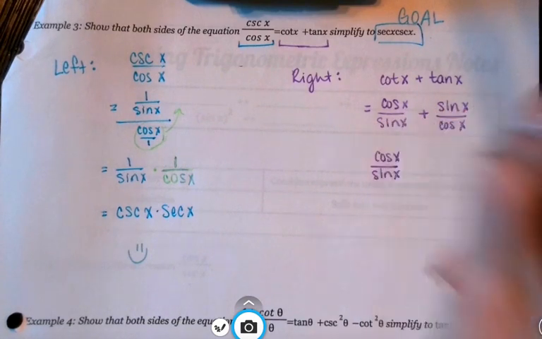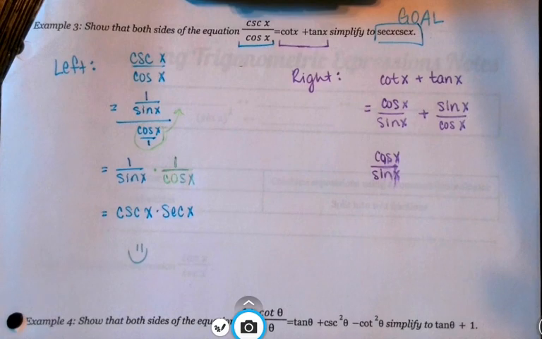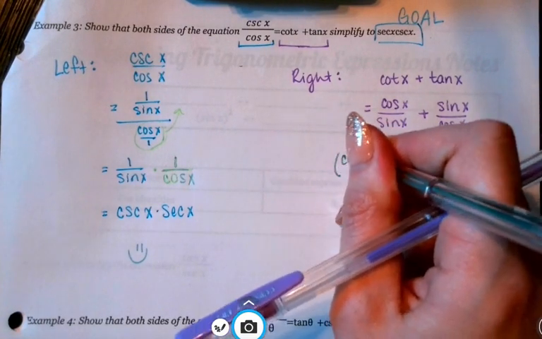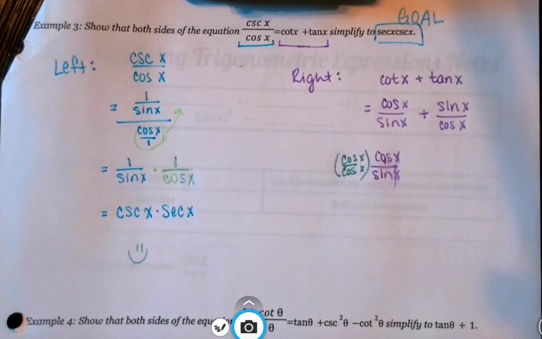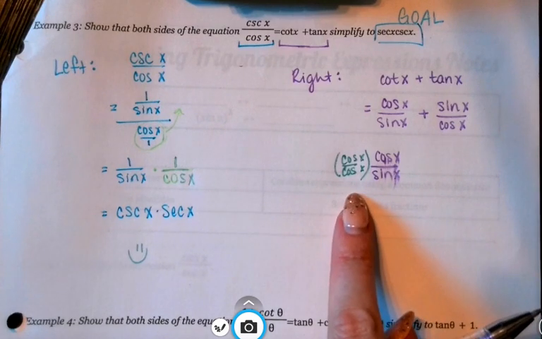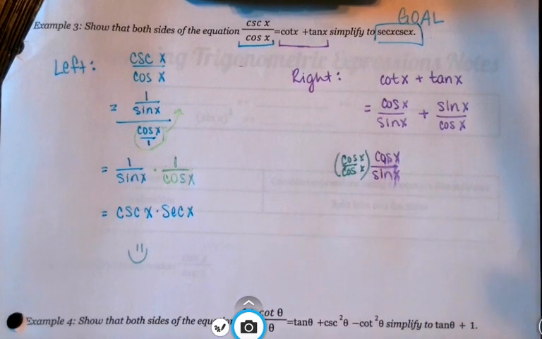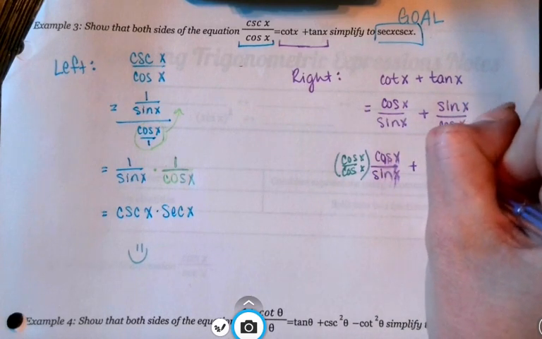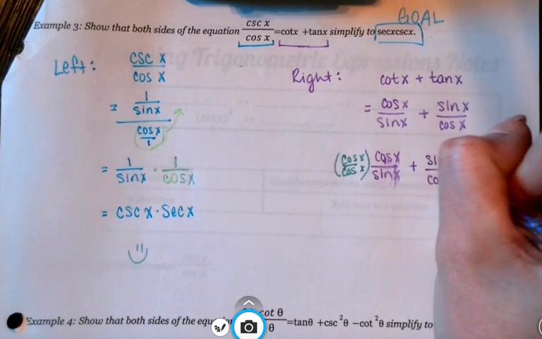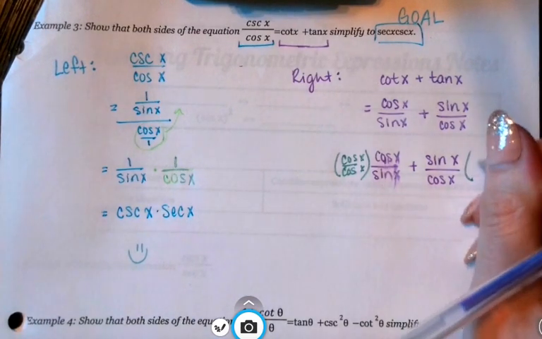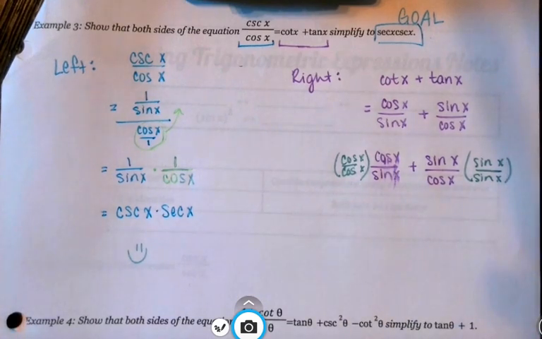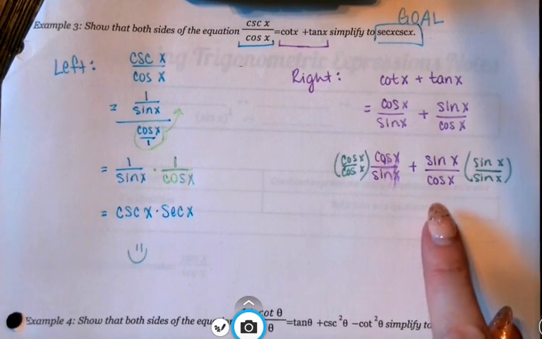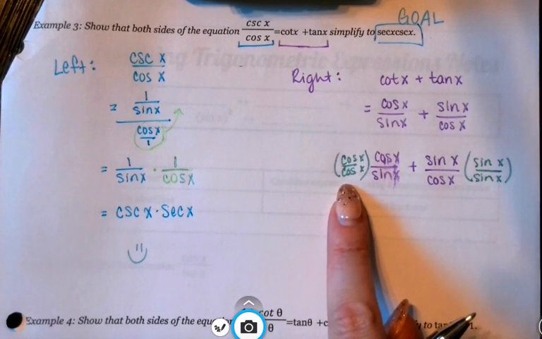Right now, I don't have common denominators, so I want to create common denominators. So I'm going to start with the fraction on the left. I just rewrote it. Oops, sorry about that. And I'm going to multiply this one by cosine of x over cosine of x. That will give me a denominator of cosine times sine. And then for my second fraction, I can multiply this one by sine of x over sine of x. And I will have the same denominator, cosine times sine, same thing that was here, cosine times sine.